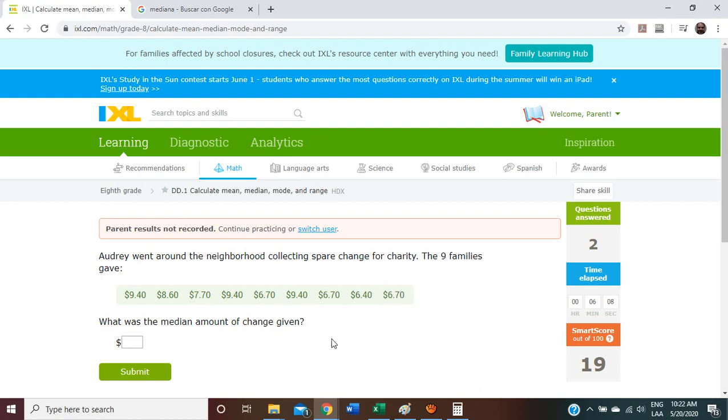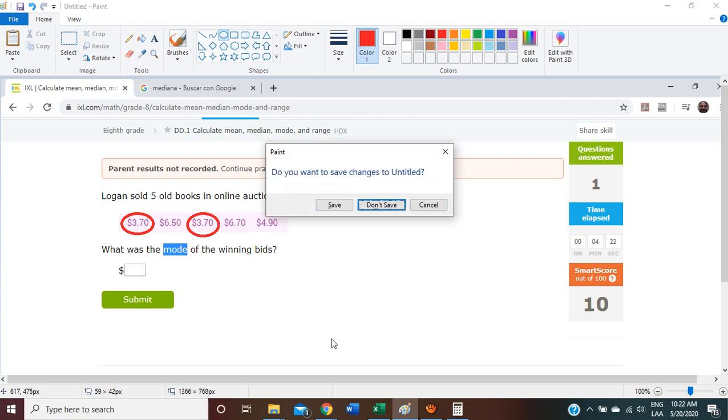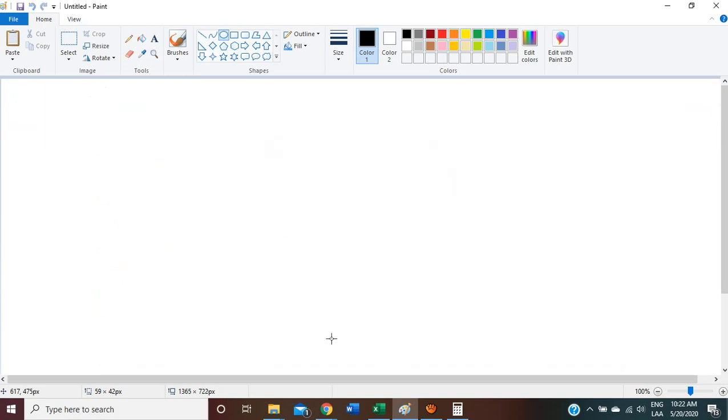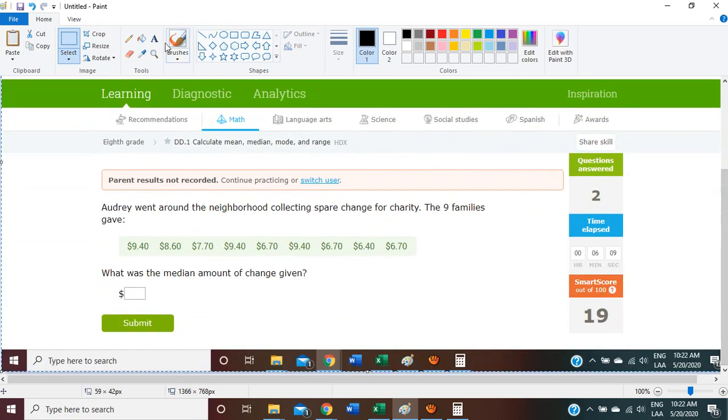Okay, so let me just copy the page, get a new paint file. Okay, so this is what I'm going to do. I am going to try to find the lowest. So 860, 670, 640. 640 is my lowest, right? 640.